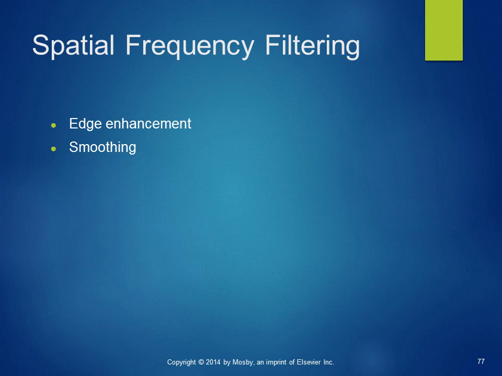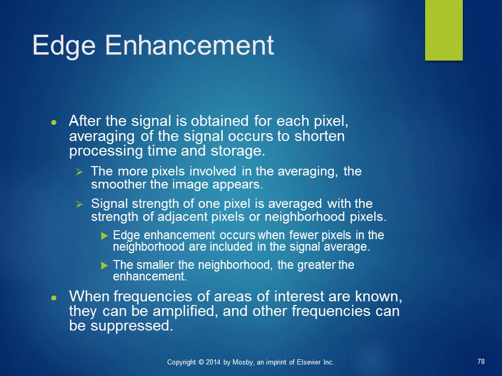Edge enhancement and smoothing, which is spatial frequency filtering. Edge enhancement. After the signal is obtained, for each pixel, averaging of the signal occurs to shorten processing time and storage. The more pixels involved in the averaging, the smoother the image appears. Signal strength of one pixel is averaged with the strength of adjacent pixels, or neighborhood pixels. Edge enhancement occurs when fewer pixels in the neighborhood are included in the signal average. The smaller the neighborhood, the greater the enhancement.